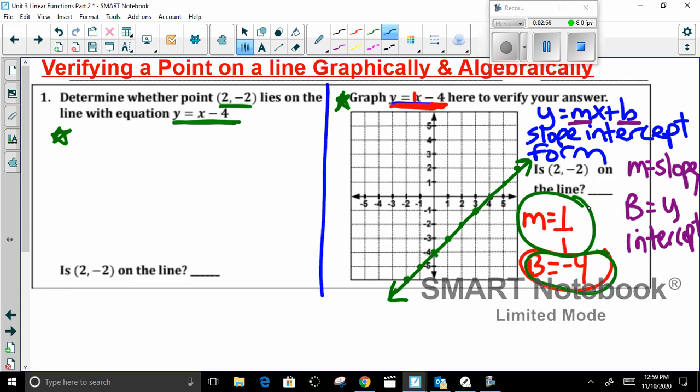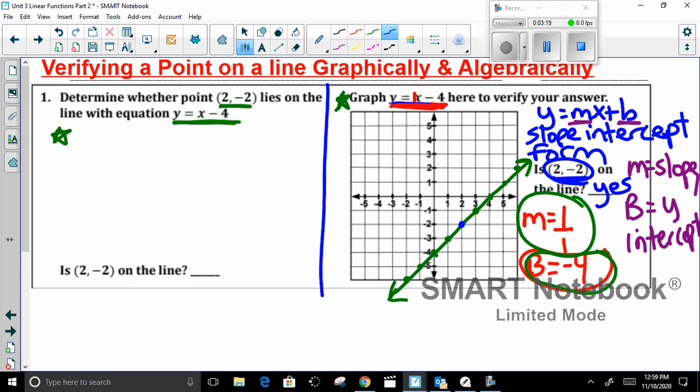Now my question is, is (2, -2) on the line? Well, let's go find the point (2, -2). Remember, x then y is your ordered pair. So I go to x equals 2 and to y equals -2. And I am right on the line. So yes, it has worked out graphically.